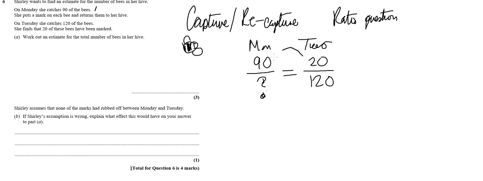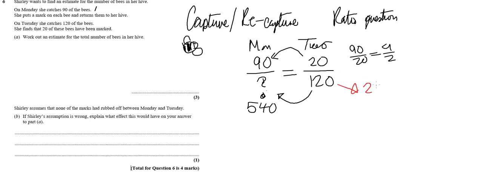So we look at what we multiply by to get from 20 to 90. To get from 20 to 90, we're going to multiply by 90 over 20, or 9 over 2. So we're going to do the same thing with our 120. So we do 120 times 9 over 2. It tells us that there should be 540 in total.